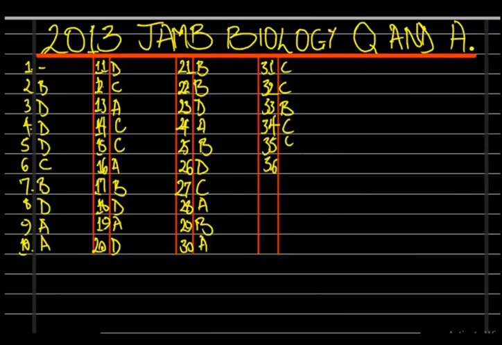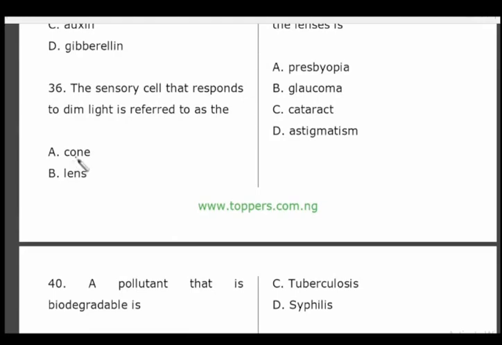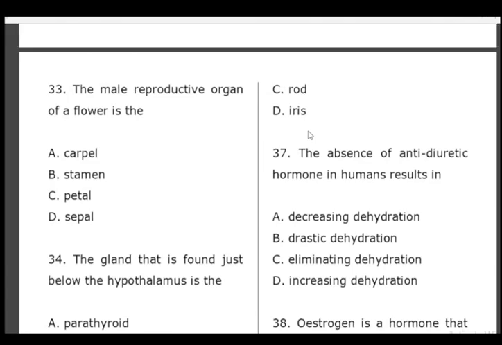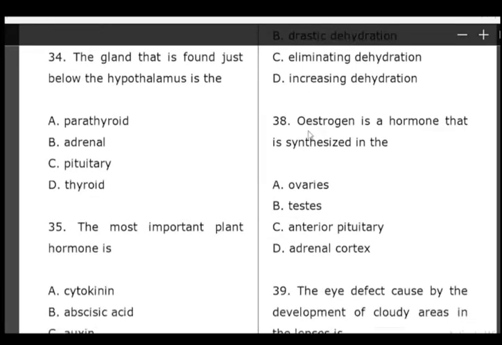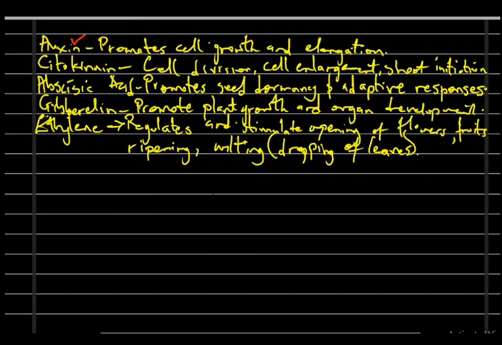So talking about question 36 now. The sensory cells that respond to dim light is referred to as the A. Cone, B. Lens, C. Rod, and D. Iris. Those are the options that we have there. So what is the answer to our question? We need to understand the functions of these ones here. So what is the function of the cone? The cones give color vision.